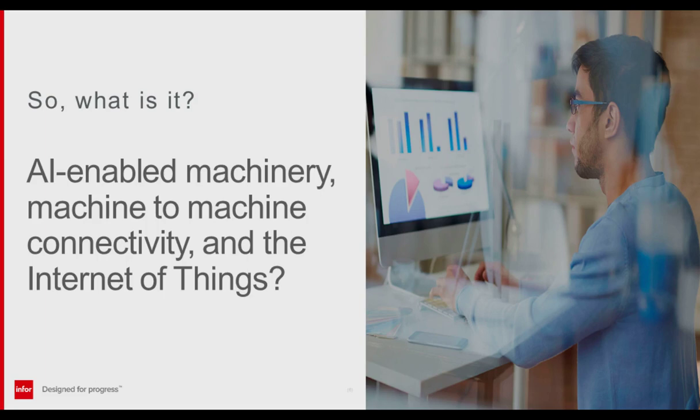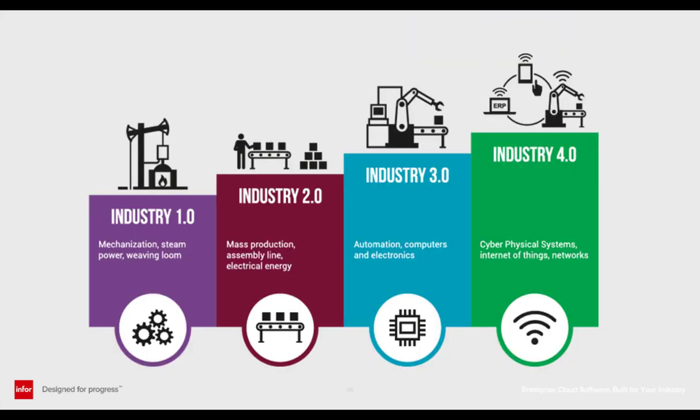So if I take a look and say, okay, what is this? What is the post-digital era really? I mean, what does it mean? Well, is it the AI-enabled machinery, so artificial intelligence-enabled machinery? Is it things that are going to have machine-to-machine connectivity? Is it going to involve the connected things approach of the Internet of Things? Is it going to bring in large data sets, small data sets? And the answer is unfortunately yes to all the above.